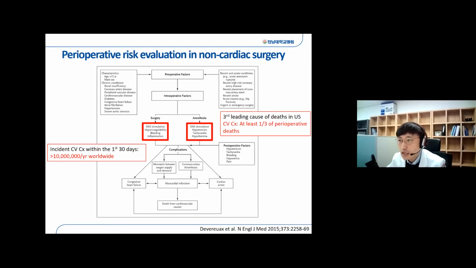Why does this happen? Due to the surgery and anesthesia, the cardiac and cardiopulmonary sympathetic nervous system is stimulated, due to hypercoagulability, bleeding, inflammation, hypotension, tachycardia, and hypothermia, which are inevitable for patients undergoing surgery. These types of stimulation can induce cardiac complications, especially in those having high risk factors before surgery.